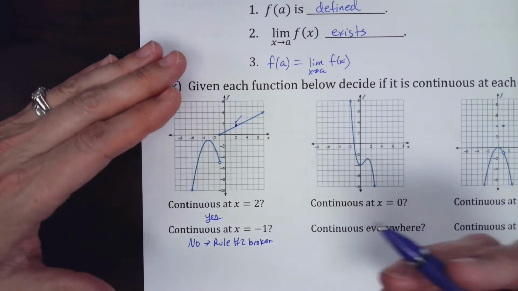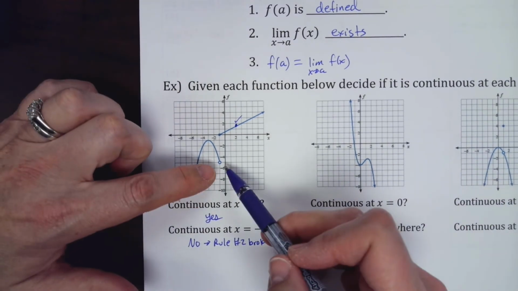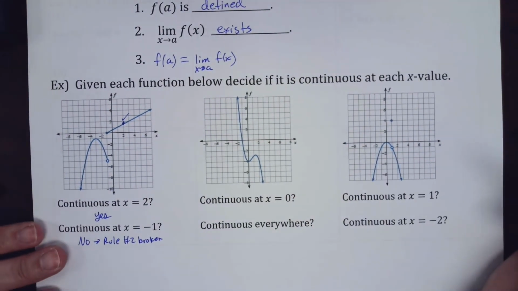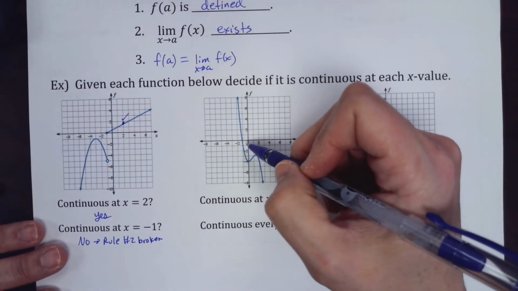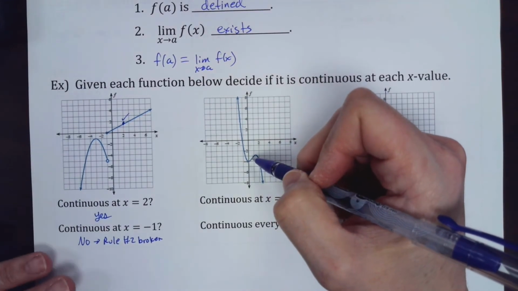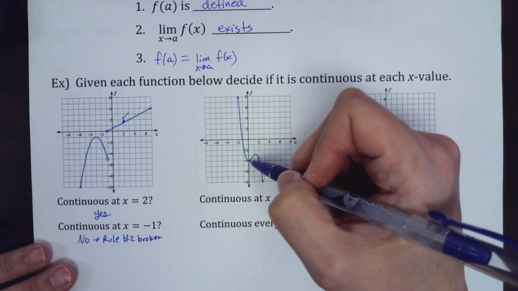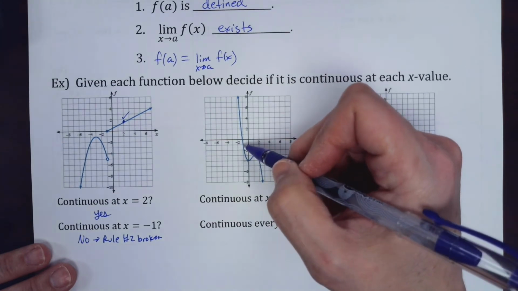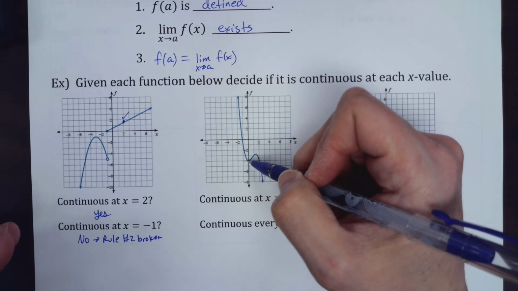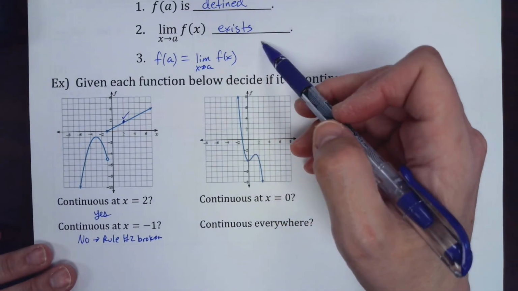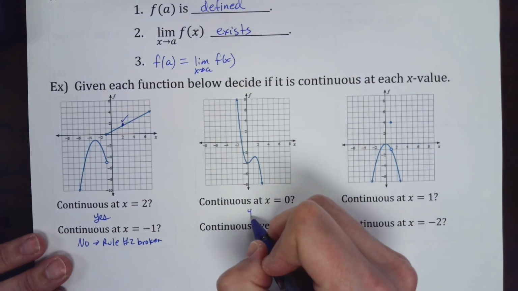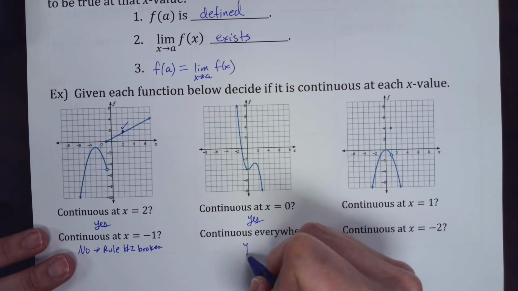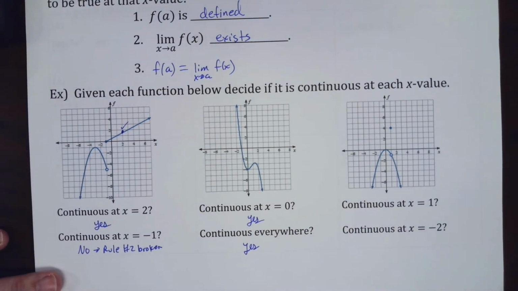And eventually rule number 3 is going to be broken also, because the function doesn't equal the limit from the other side. So anyway, all right, so here, continuous at 0. So let's check at 0. The function's value is -4. Does the limit exist? Yep. From the right side I approach -4, from the left side I approach -4. So it's defined, it exists, and they equal each other. So yes. And in fact, this is a nice polynomial, so it's continuous everywhere. Polynomials are all continuous everywhere.